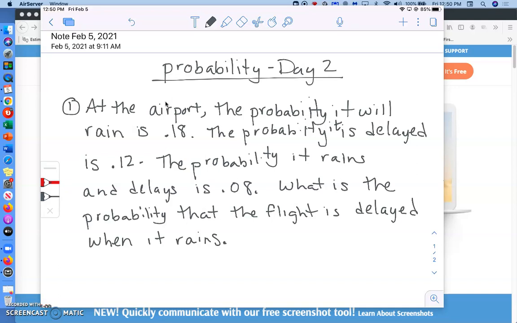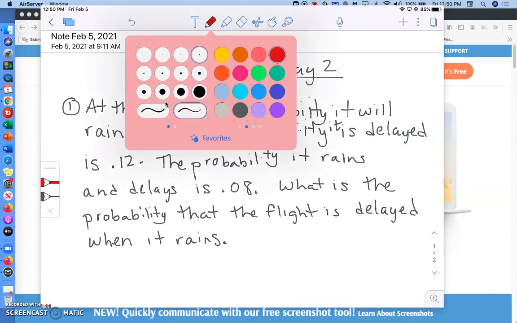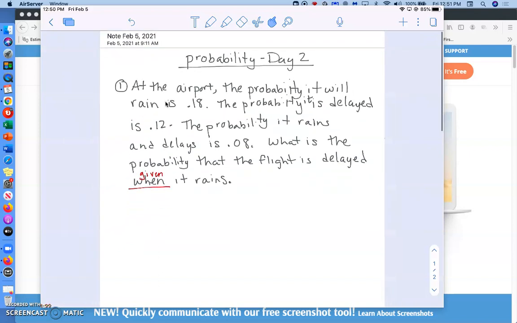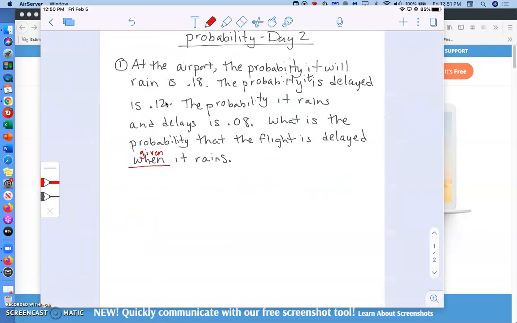So we know something here. We know that it is raining. So it's kind of like saying that we're given it's raining. So of those rain days, when is it delayed? There's two different ways that you can look at this, so we're going to look at both.